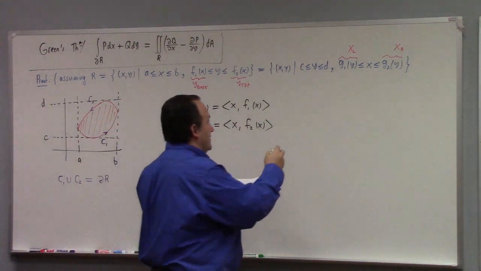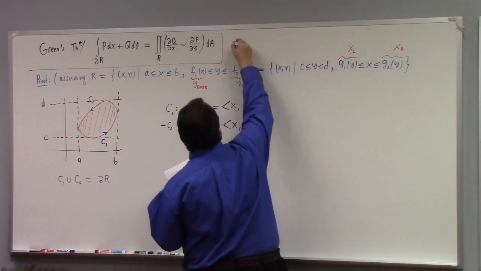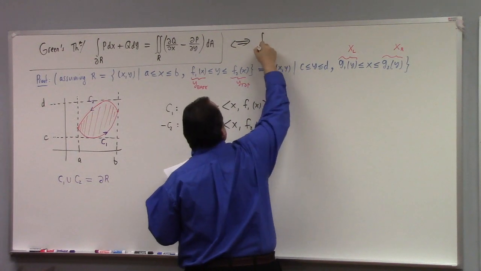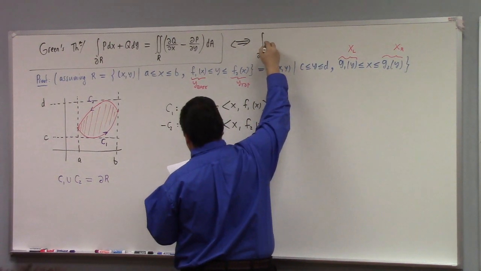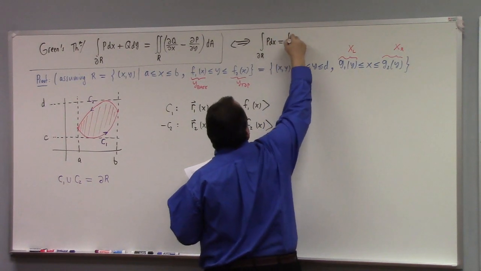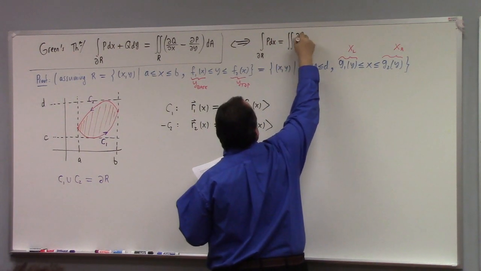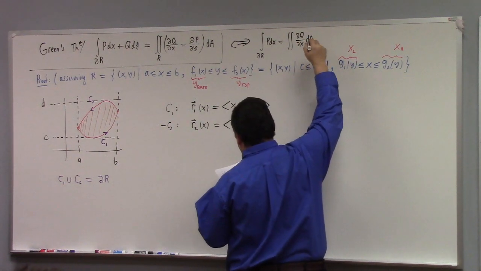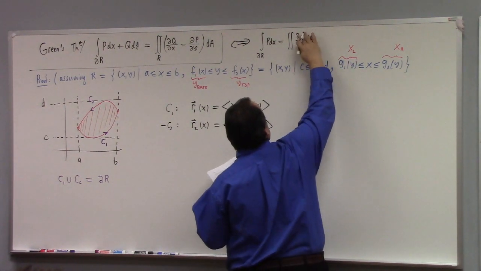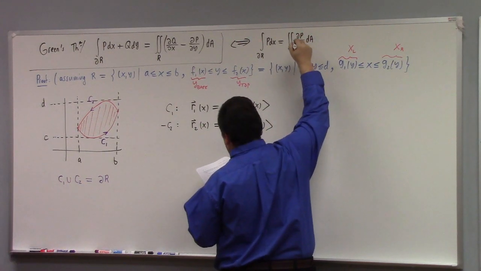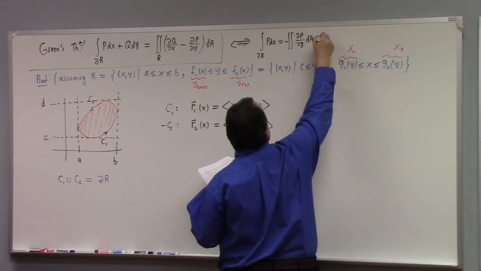Basically, this is equivalent to proving two things. We need to prove, on the one hand, the integral over the boundary of R of p dx is equal to the double integral of partial p partial y dA, and there's a minus on this guy.